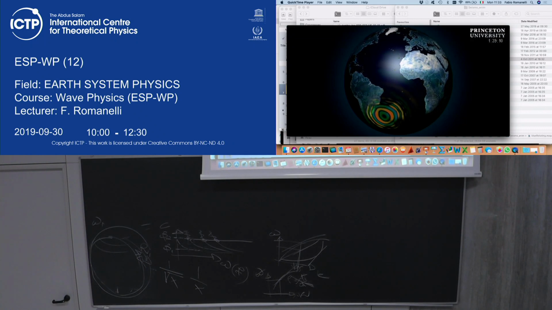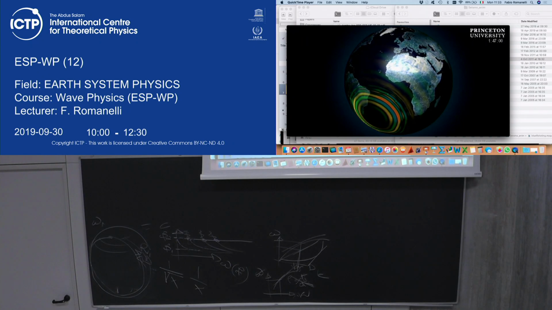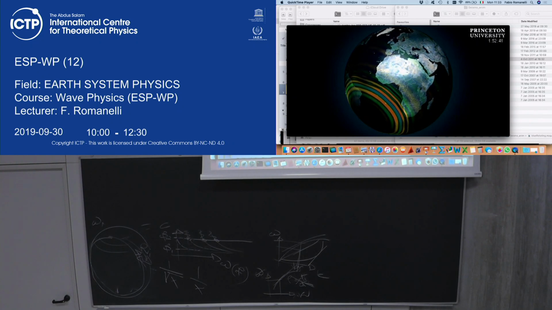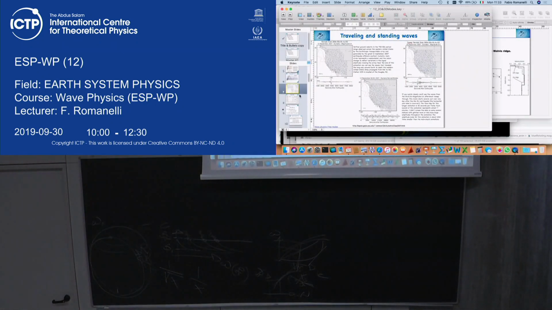Maybe with tinier amplitude, because remember that spreading is playing its role. So it's getting smaller and smaller. But they can cross and interfere. That's the physics. Okay? And this is what you have to know about the free modes of the Earth. The bad news.